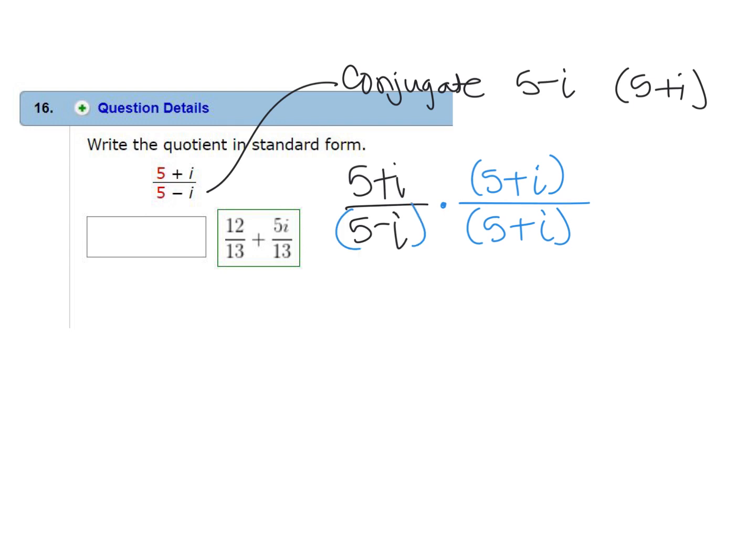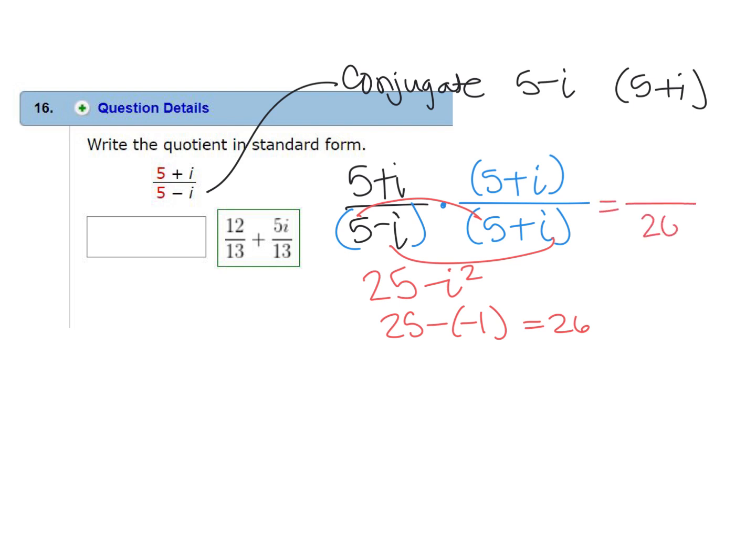And so on the denominator, really what's going to happen is it's going to be 5 times 5 and then i times i, because the middle terms will cancel out. So that becomes 25 minus 1, which becomes 26. So 26 is on the denominator.